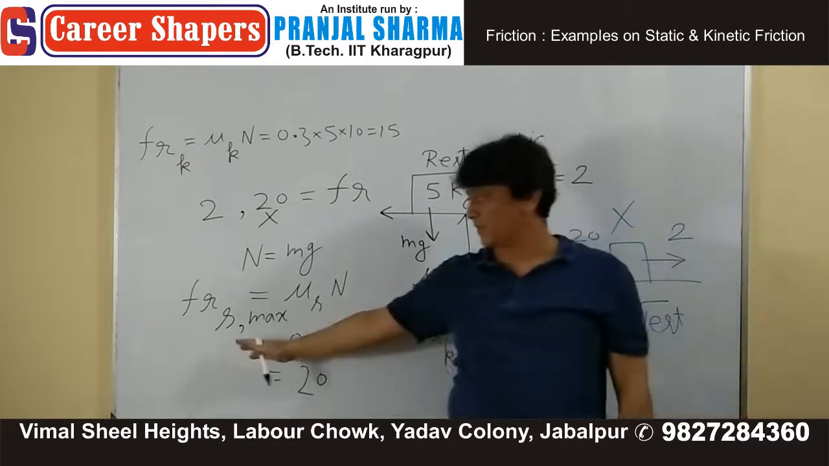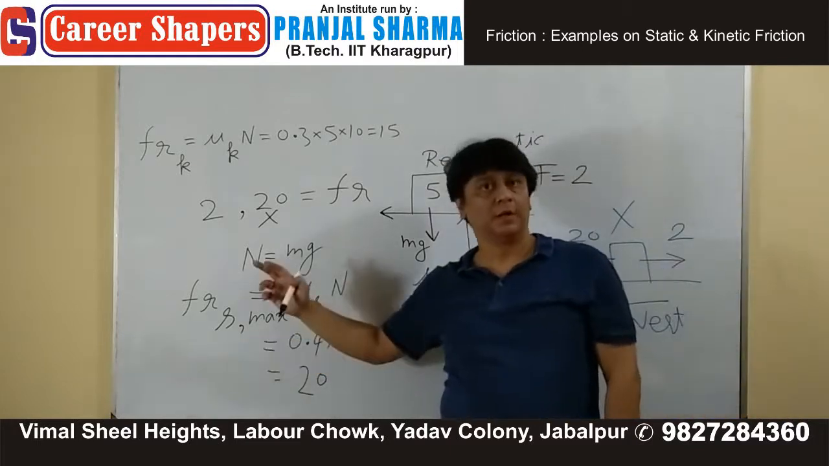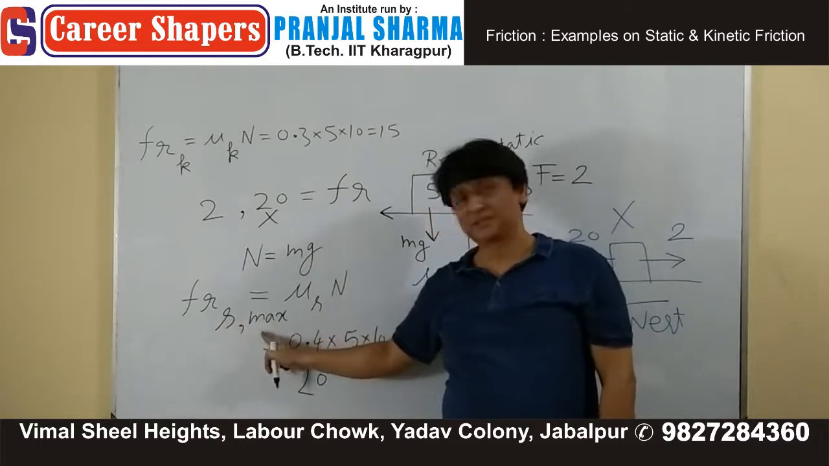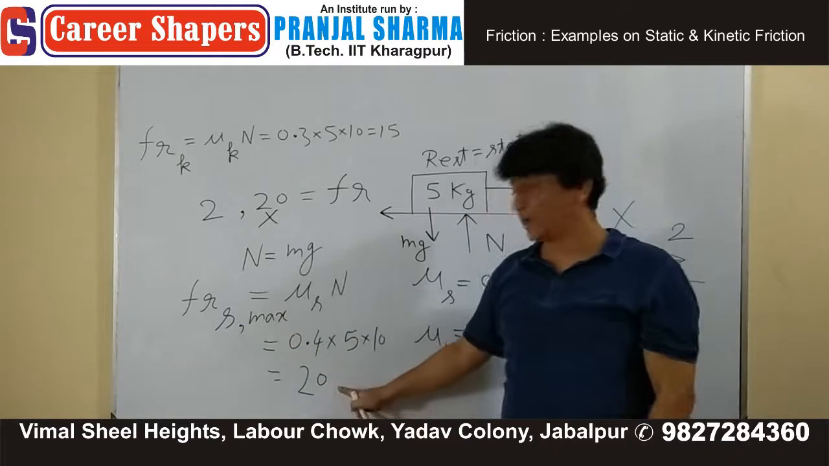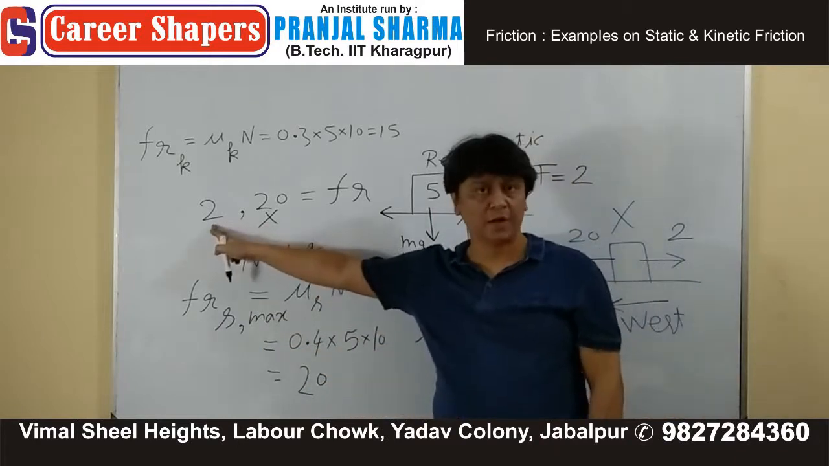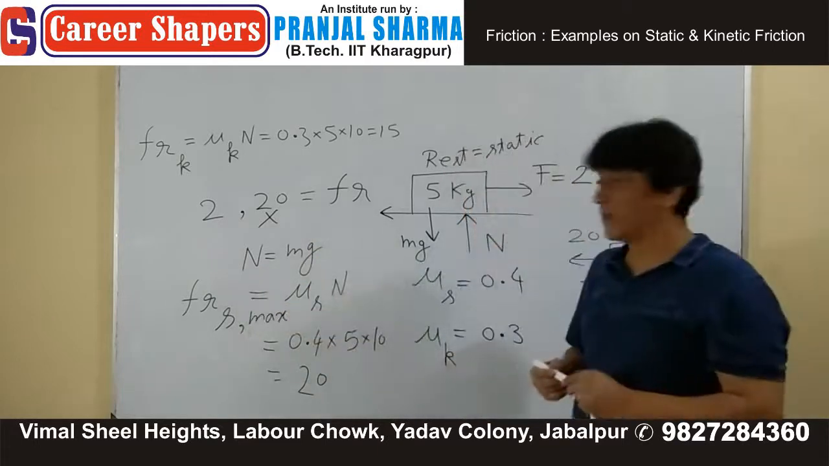And therefore we say that Fr static maximum. What is maximum? 20. But right now, what is the force of friction acting on the body? 2 only. ये चीज और क्लियर होगी यहां देखना.